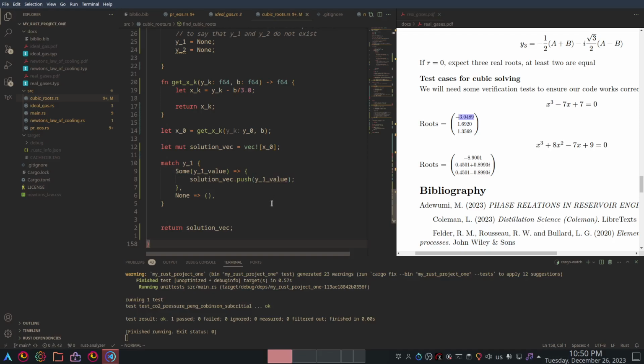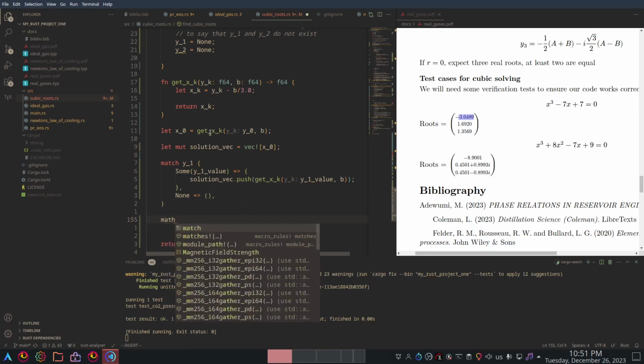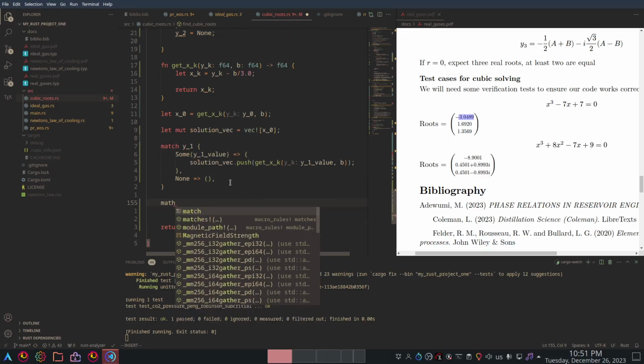Oh, I think something is wrong. I should actually get the x1 value. So I should get xk. I will do the y1 value and b. That's getting the xk right here. So this is the correct one where you push the x value into the solution vector. And then I will need to do the same thing with the y2. Match y2. In the case that y1 is a real root, we will get the xk from this y1 value or x1 and push it to the solution vector. So the same thing here.